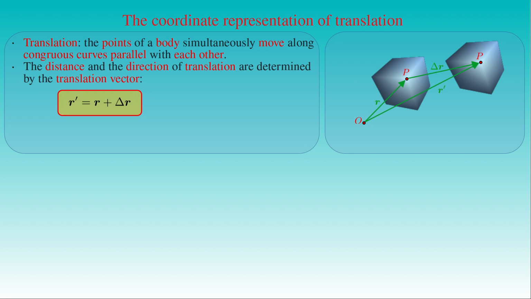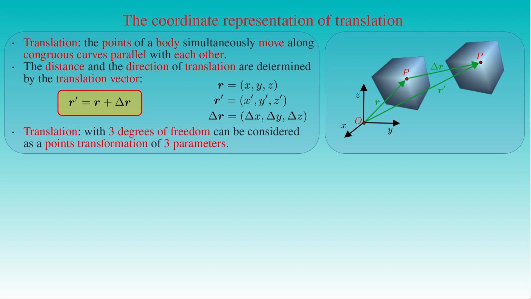In order to give the coordinate representation of translation, we can attach the origin of a Cartesian coordinate system to the reference point O and describe the position vectors r and r' with its x, y, and z components. Similarly, the Cartesian components of the translation vector can be written as delta x, delta y, and delta z. These coordinates represent the three translation degrees of freedom of rigid bodies translated in space, and we can consider translation as a point transformation of three parameters.